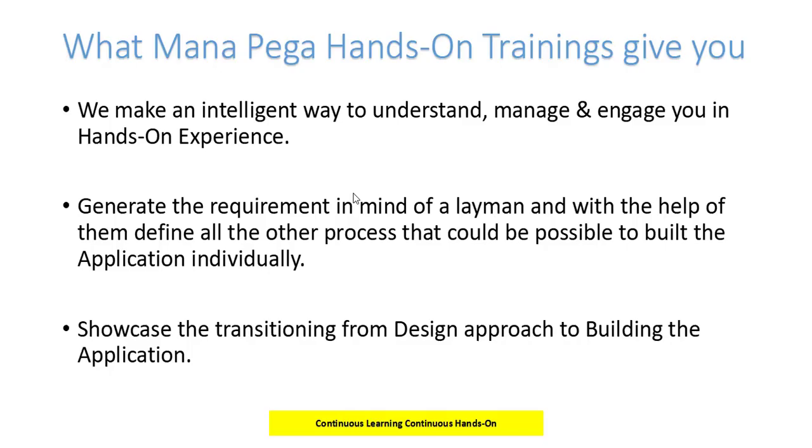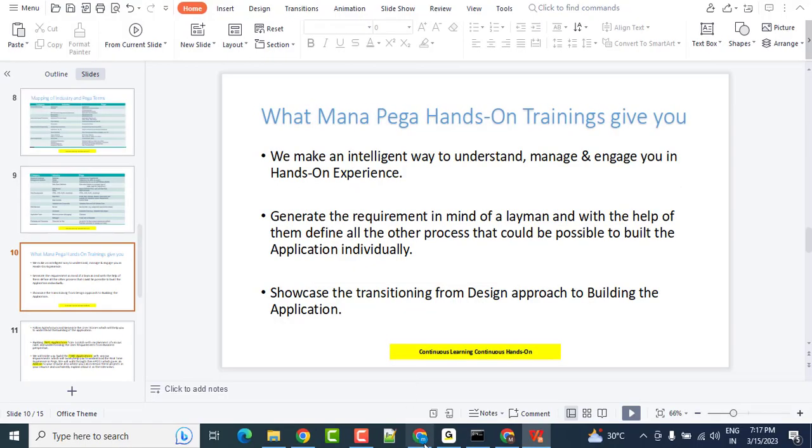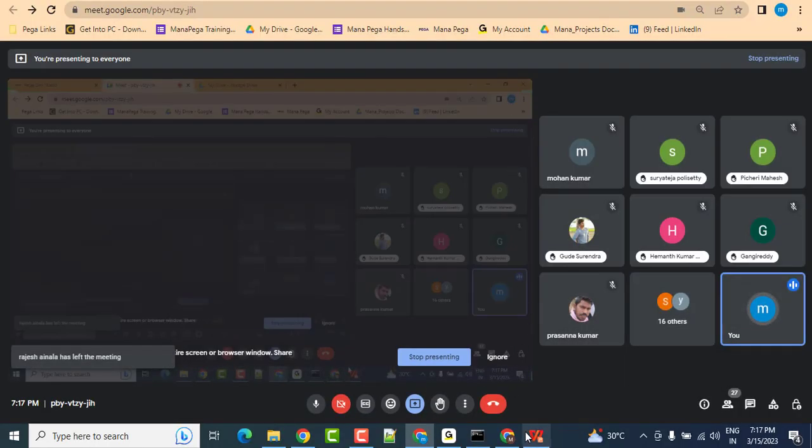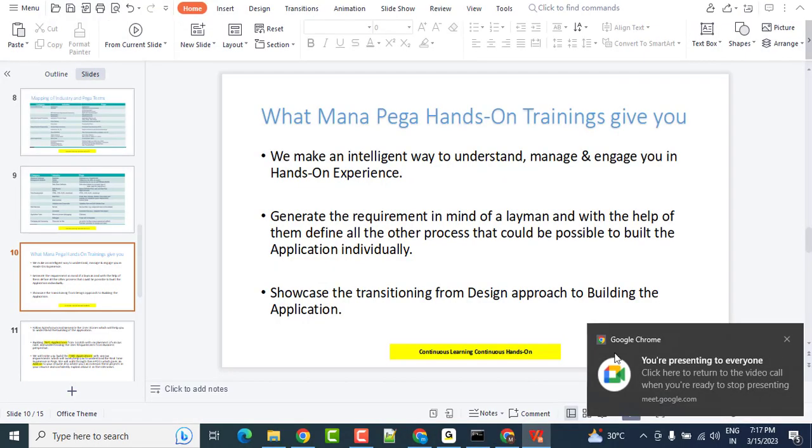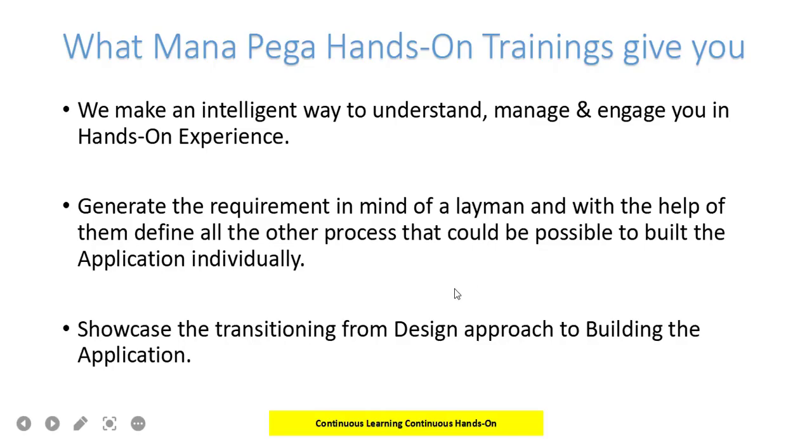Now coming to what we do in the Pega hands-on trainings. Whatever terminologies I first mentioned, like capturing the DCO or the user requirements into user stories, we will make you understand the user stories from the perspective of a layman. A layman is a person who doesn't know much about the requirements. That we do in these hands-on trainings, and we understand each of the applications.